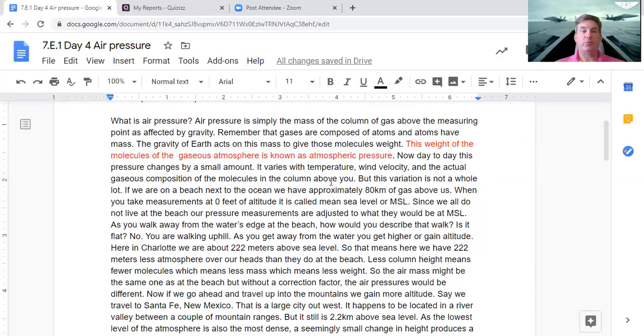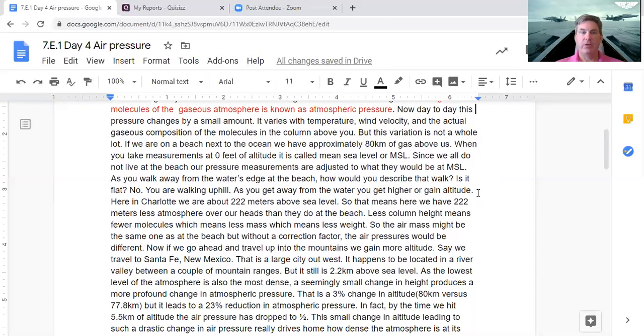Now, day to day, this pressure changes by a small amount. It varies with temperature, wind velocity, and the actual gaseous composition of the molecules in the column above you. We'll talk about that part tomorrow, but the variation is not a whole lot. If we're on a beach next to the ocean, we have approximately 80 kilometers of gas above us. Measurements at 0 feet of altitude are taken at mean sea level, or MSL. Since we all do not live over our beach, our pressure measurements are adjusted for what they would be at mean sea level.